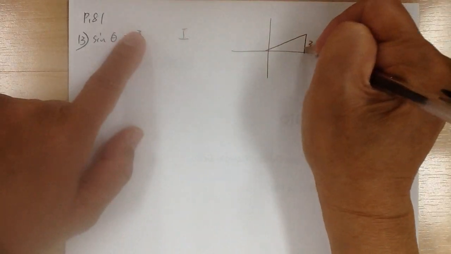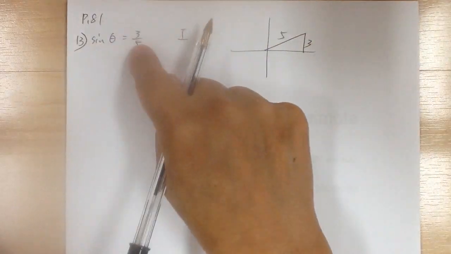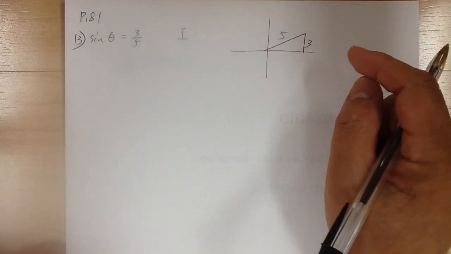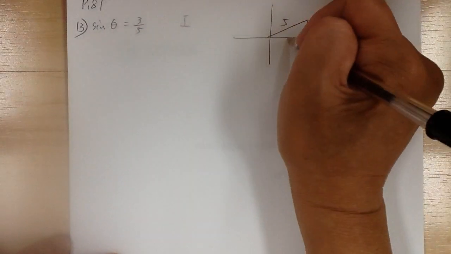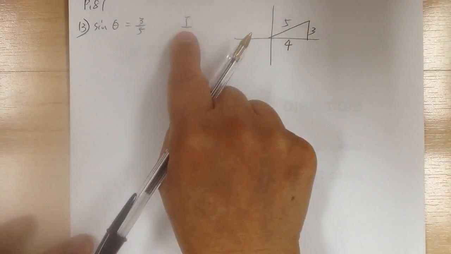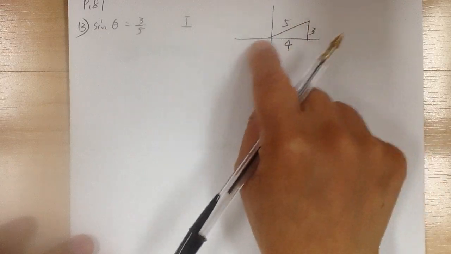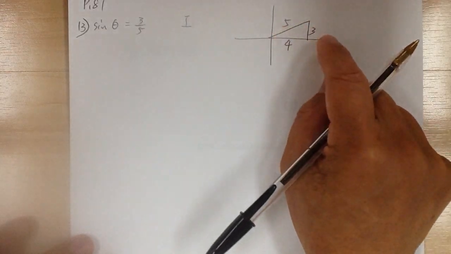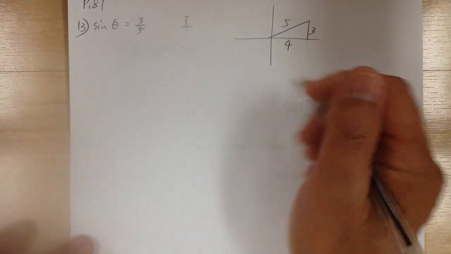So it means you have 3 over 5. So from here, 3, 5, you get that. And again, from your special triangle, this would be a 4. Okay, so that's your 3, 4, 5 triangle. So you first have to figure out what quadrant, then get your angle, get your triangle, label all 3 sides, and then from there you can get your function.